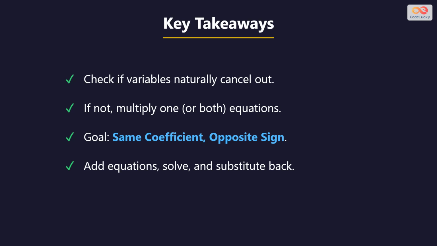To summarize, first, check if variables cancel out naturally. If they don't, multiply one or both equations to create matching coefficients with opposite signs. Then, simply add, solve for the first variable, and substitute back to find the second.